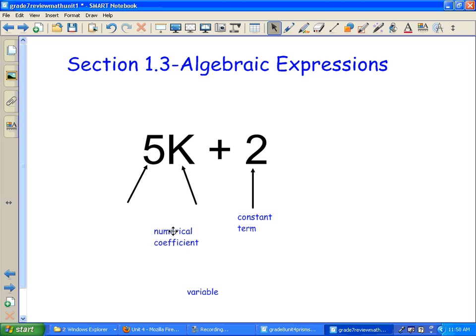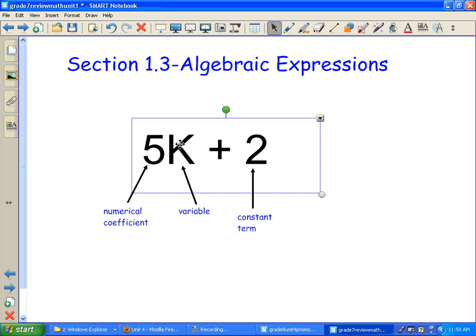The numerical coefficient is a number that goes in front of your variable, or the thing that's always changing. That's what a variable is. When someone says variable weather, they're talking about changing weather. So the variable is k. In other words, k is the letter we use to represent some number that we just don't know.